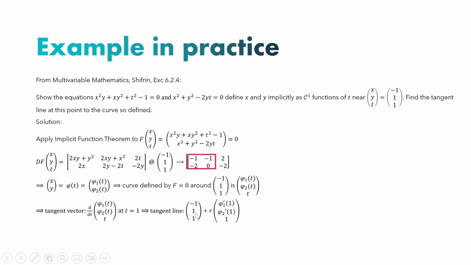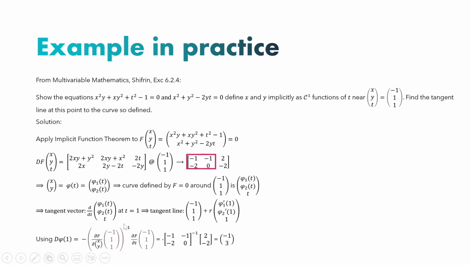And so then the tangent line is going to be this point, which is the point that we're concerned with, (-1, 1, 1), plus a scalar r times the tangent vector. So this vector here that you see is the tangent vector, and we've plugged in t equals 1 into the parameter. Now, if we only knew what phi prime evaluated at this point t equals 1 was, then we would explicitly have our tangent line. But the implicit function theorem, of course, gives us a formula for determining that. So we know by the implicit function theorem that the derivative of phi at the particular point that we're concerned with, which is t equals 1, is given by this formula here.